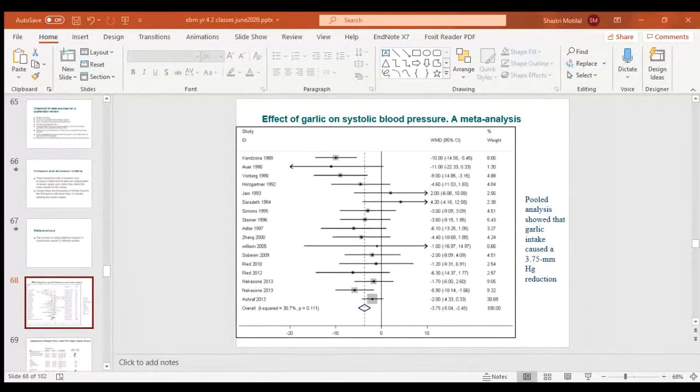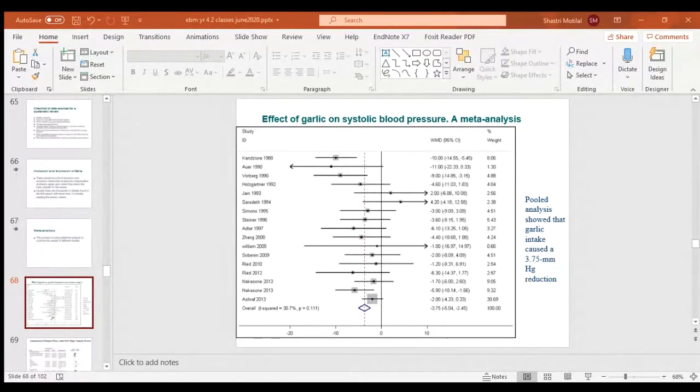If you want to know, we could look for an RCT, but you could bet there have been many RCTs done. And if there are many RCTs done, we could do a systematic review of those RCTs. And that is what this is showing. This is a systematic review and a meta-analysis of garlic and its effect on blood pressure. So how do we interpret this?